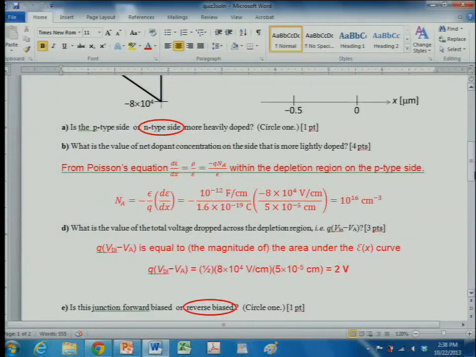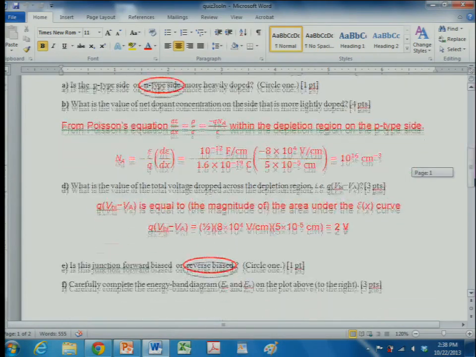So 2 volts dropped across a junction is greater than the built-in potential, and the built-in potential is always less than the band gap energy. So basically, you should know it's reverse biased.